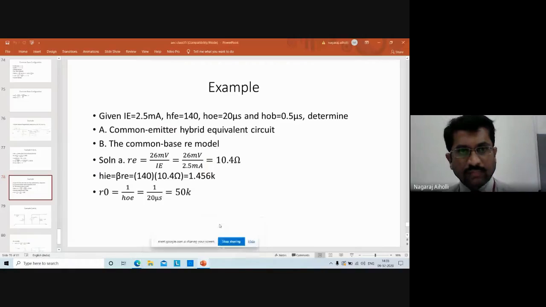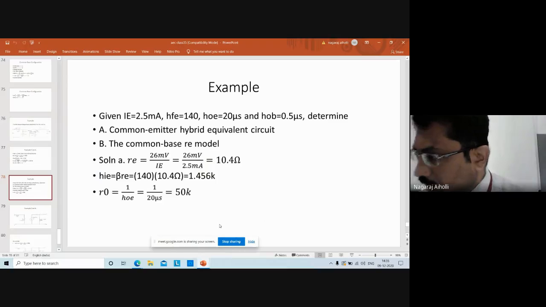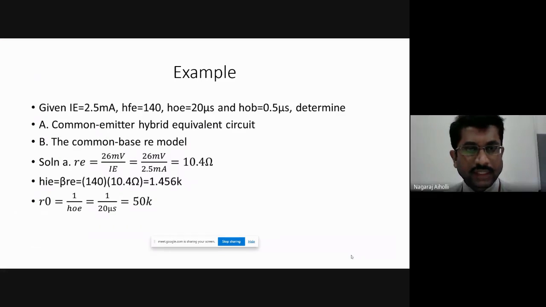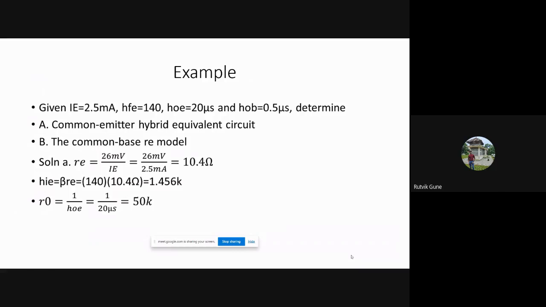In the last class, we were discussing the assignment questions. Let us continue with the remaining assignment questions. So this is assignment question number 13. They have given the value of IE. I hope everybody is able to see the screen. Screen is visible, sir. Okay, fine.